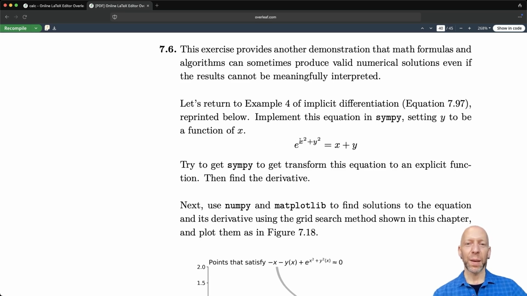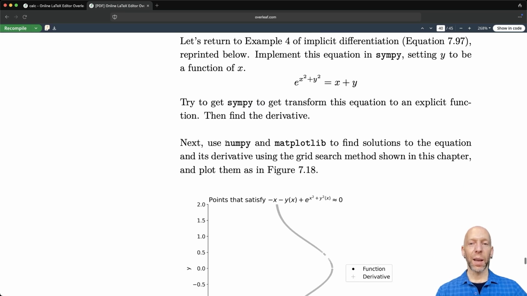For starters, implement this equation in SymPy. When you create this variable y, make sure to create symbolic variable y as a function of x. Make sure that SymPy understands that y is not just any random symbolic variable, but in fact y is a function of x. Then see if you can get SymPy to transform this equation into an explicit function. So something like y equals, and then terms that only have x. So all the y's on one side and all the x's on the other side. That would be the explicit form. See if you can get SymPy to transform this expression into its explicit form.